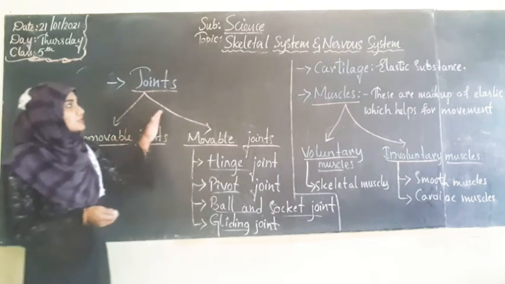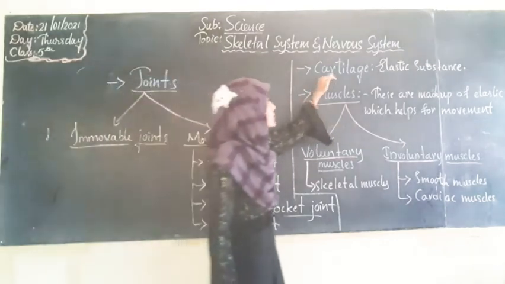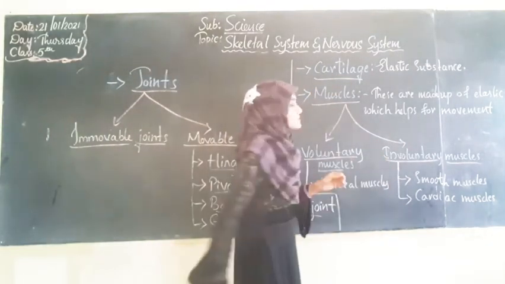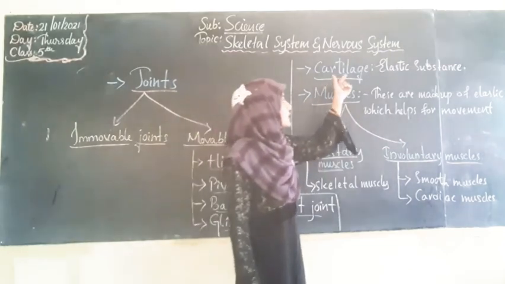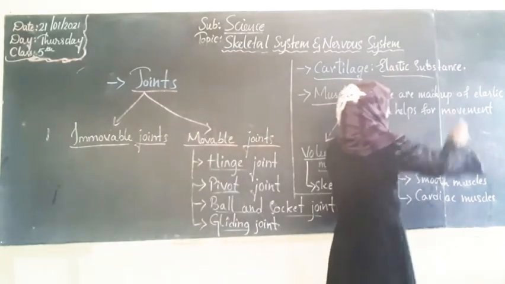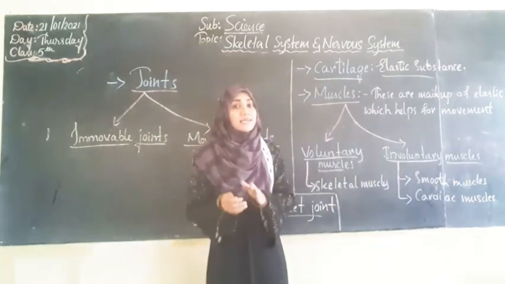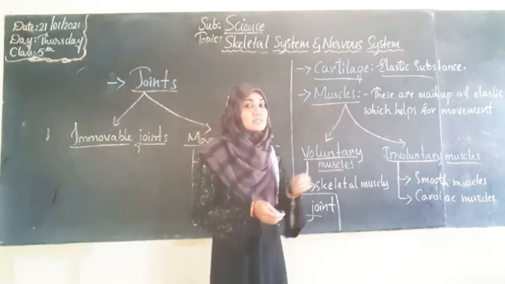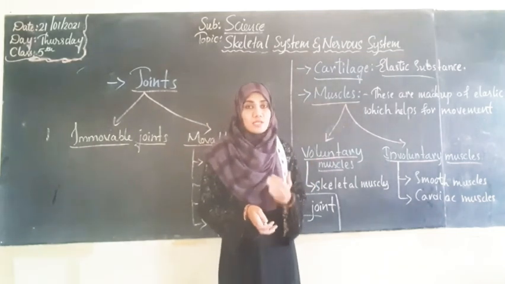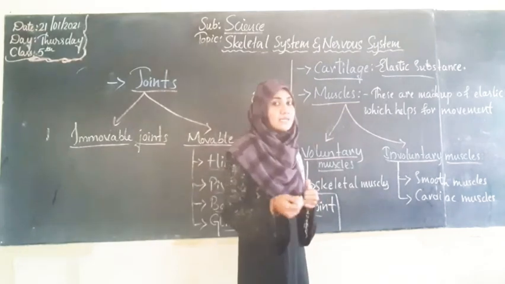Moving on, after joints we will see cartilage. Just in brief, what is cartilage? It is an elastic substance. Where is this cartilage present and what is its function? We will see that later in the next clip.